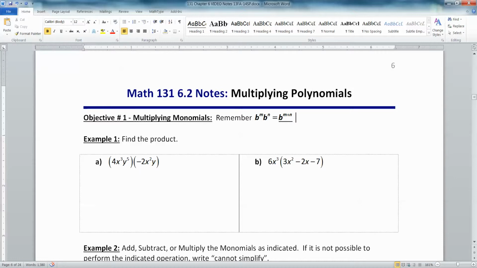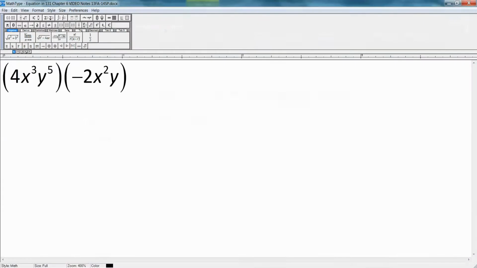All right, now we're going to find the product. This problem right here is actually a review of what we already did in chapter 4. Matter of fact, both of these are, more or less. Okay, so let's remind ourselves. This is really the same thing as 4 times x cubed times y to the 5th times negative 2x squared y. There's no reason for the parentheses here.